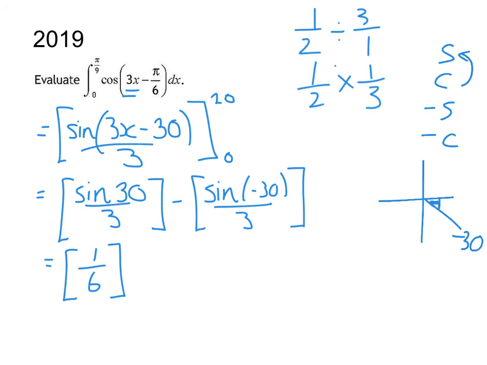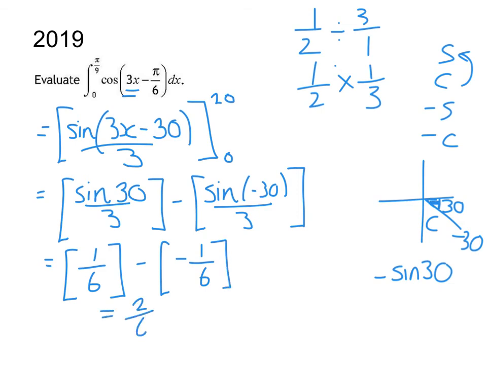Sine of 0 minus 30 is here. So the acute angle associated with the horizontal is still 30, but this is a cos box, so sine is negative in there. So this bit of sine of negative 30 is the same as negative sine 30. So this is minus 1/2 divided by 3. So minus 1/2 divided by 3 is minus 1/6. So you end up with 1/6 plus 1/6, which is 2/6, which equals 1/3 for that one.